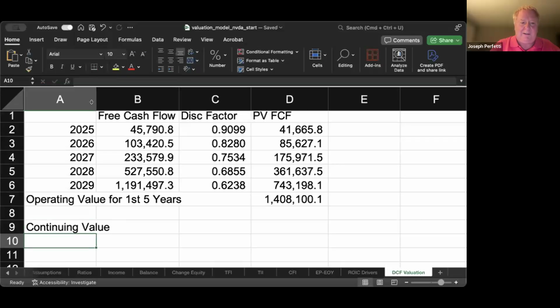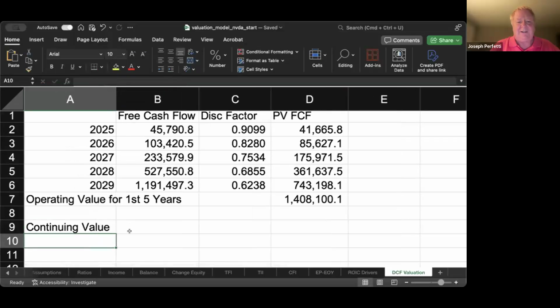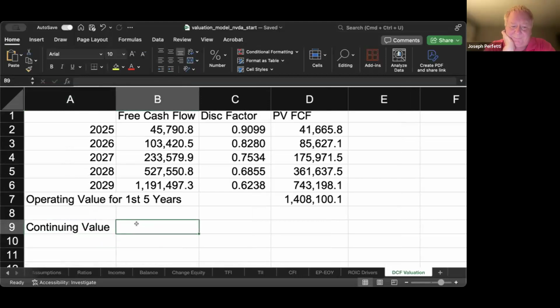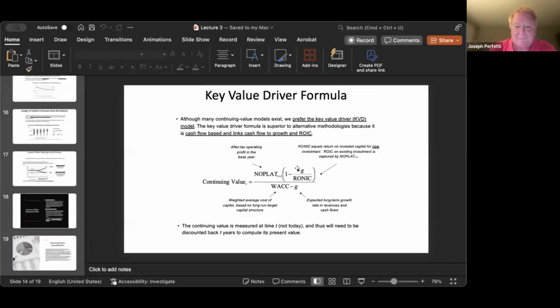For Nvidia, terminal value, starting in year 6. That's going to be cell B9. That is going to be the key value driver formula. This is our perpetuity formula. Okay. So this is going to be, again, one of the more difficult things you're going to have to do today, which is we're about to take this formula, which is the key value driver formula, and we're going to plug it in to our model for continuing value.